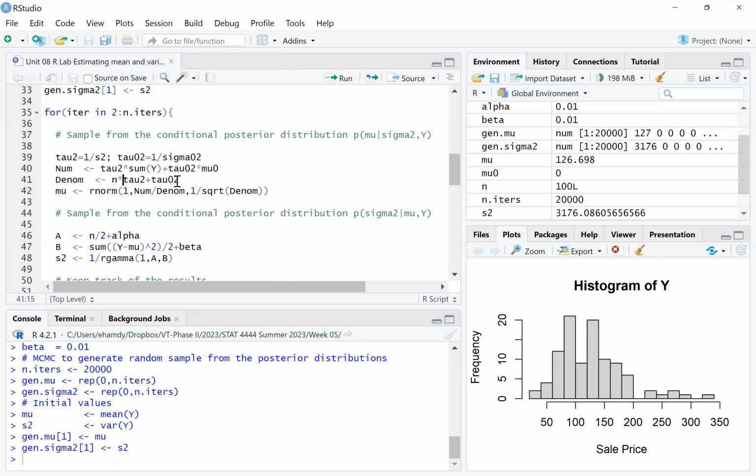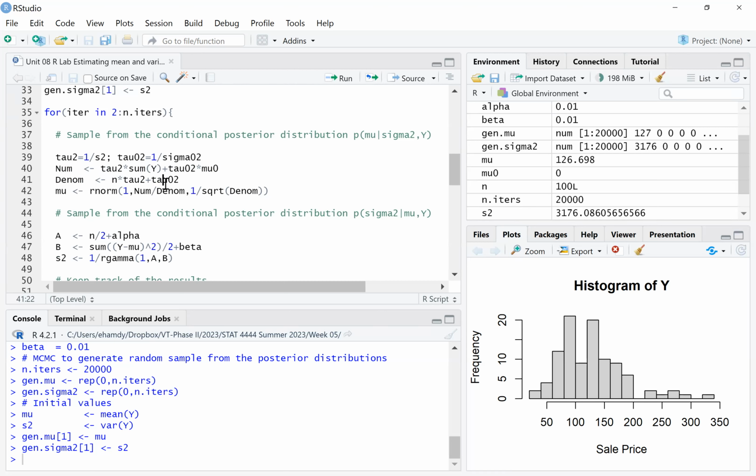This is the posterior mean in our lecture note in terms of tau square. It is tau square times the sum of y. Sum of y is actually n times y bar, so I make it sum of y, times the tau square plus tau 0 square plus mu 0. And at the bottom, we have n tau square plus tau 0 square.